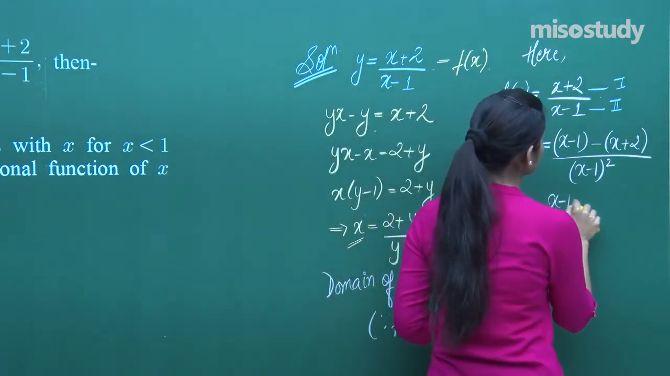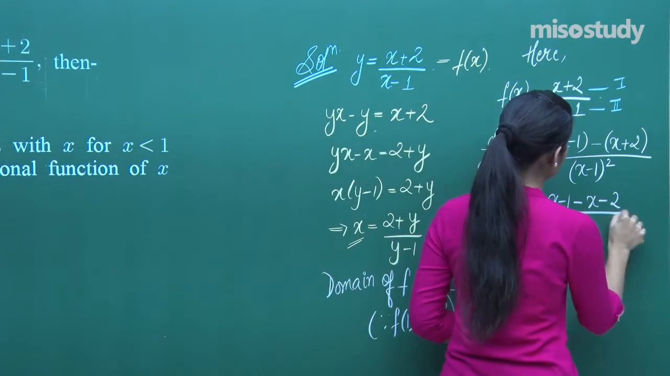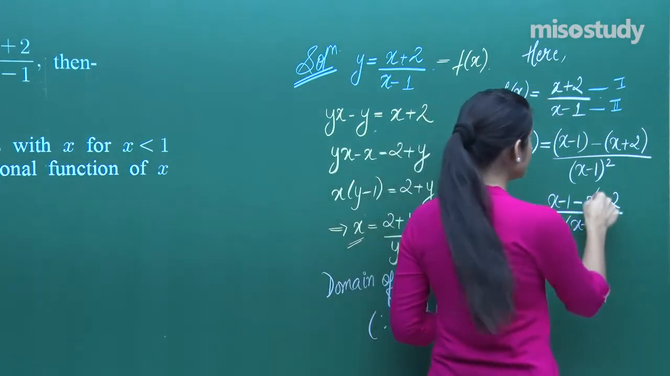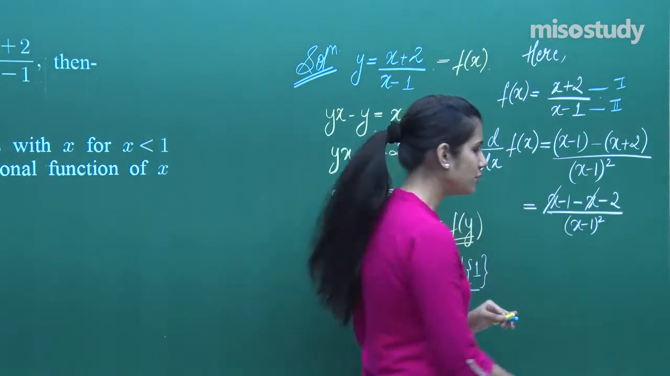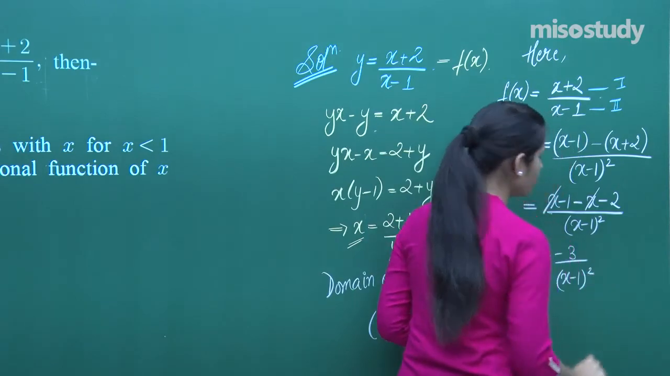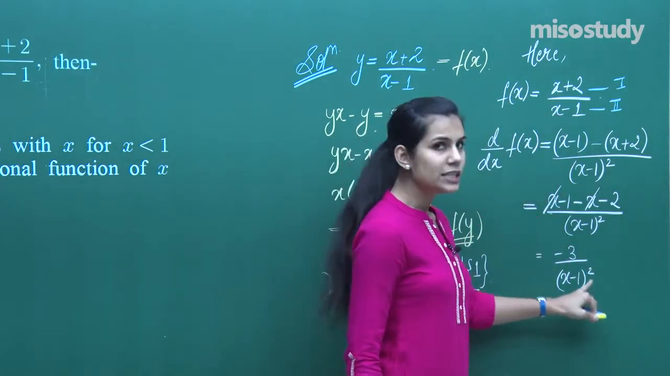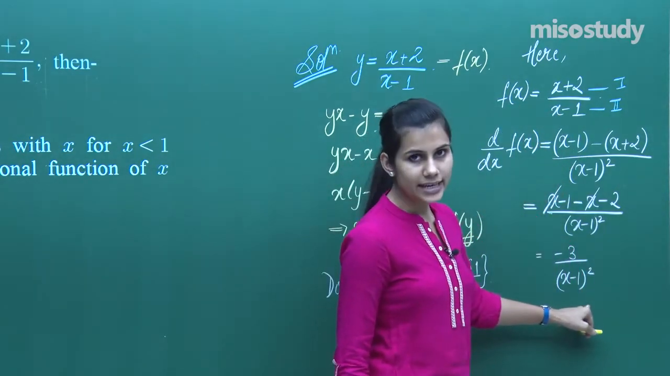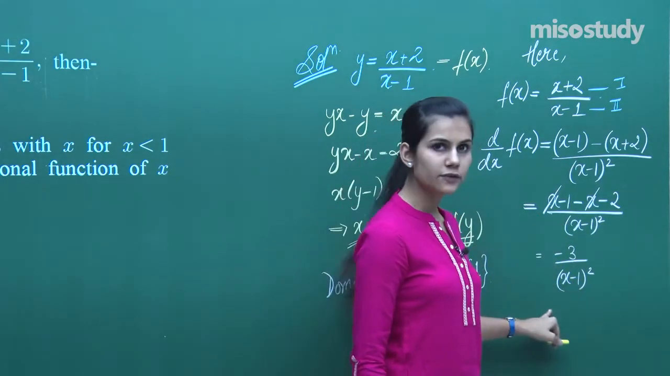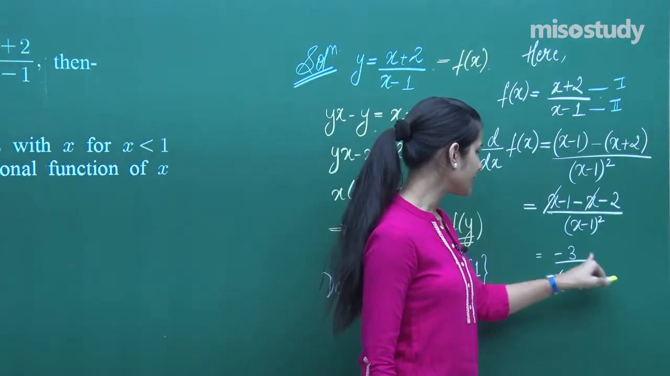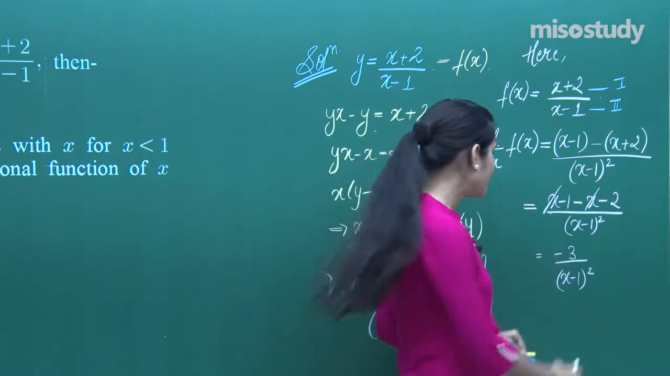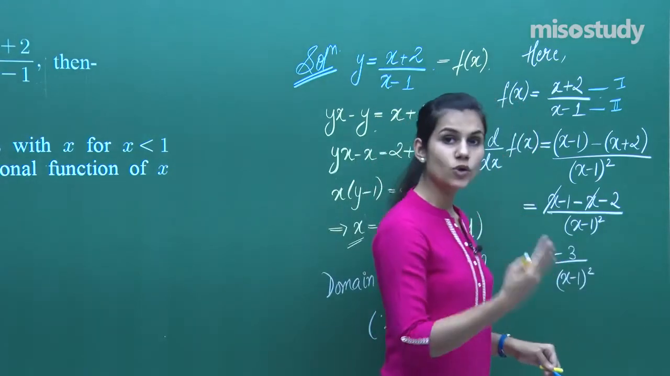So here you have (x minus 1) minus (x plus 2), whole upon (x minus 1) whole square. You can see this x gets cancelled. What are you left with? You are left with minus 3 upon (x minus 1) whole square. Now, (x minus 1) whole square is always a non-negative term because x is not equal to 1. So, first of all it is defined, and for any x not equal to 1, (x minus 1) whole square is non-negative. 3 is non-negative, and therefore 3 upon (x minus 1) whole square is non-negative.